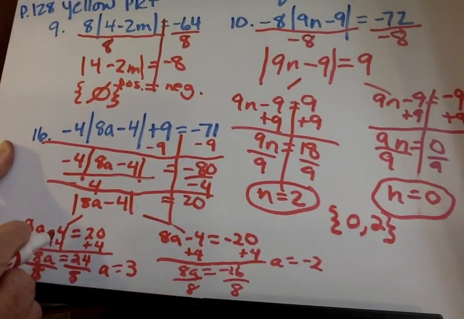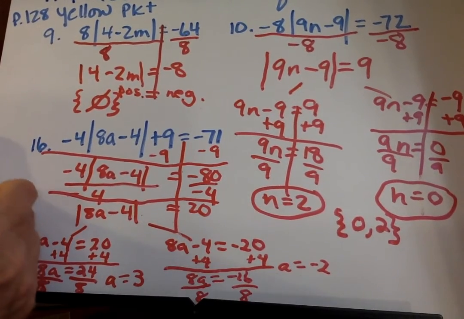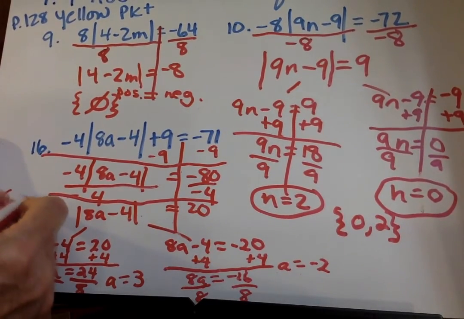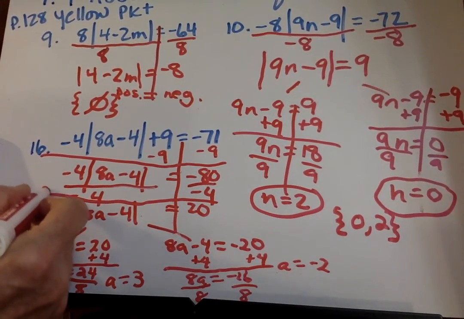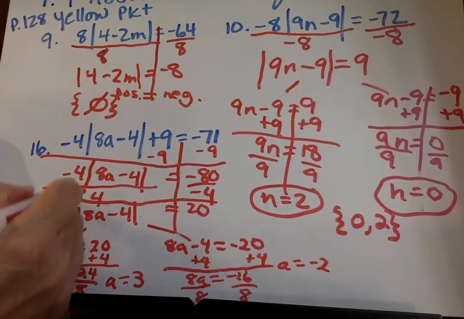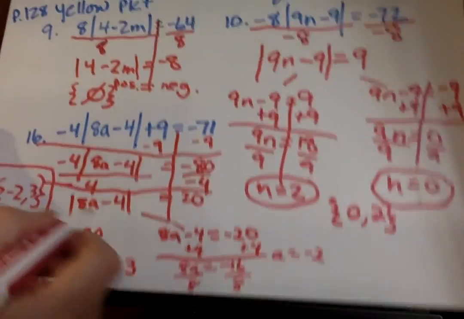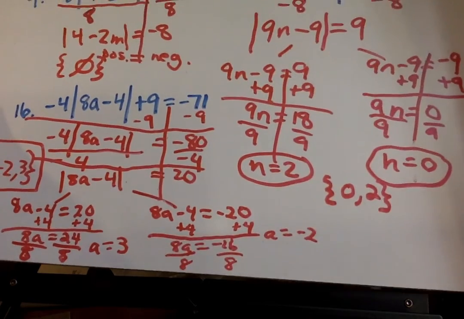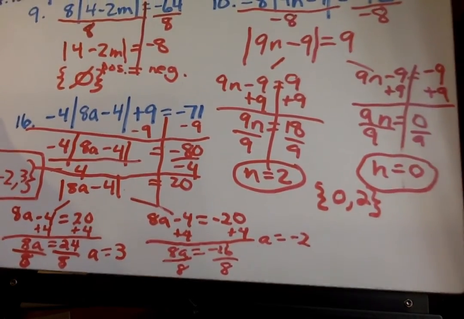So our solution set to 16, I'm going to go ahead and put it over here, is negative 2, comma, 3. Make sure you show your work on this so you can get full credit for it.